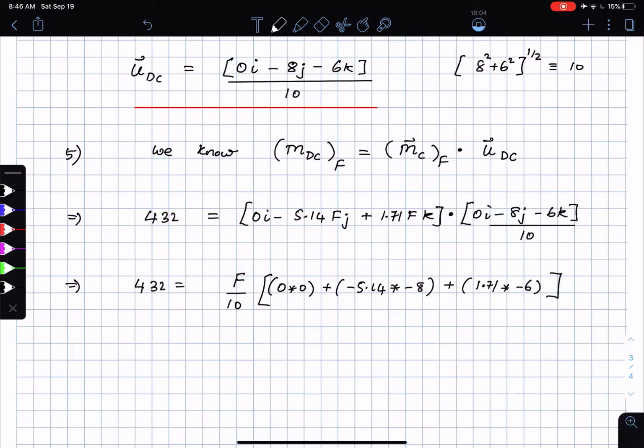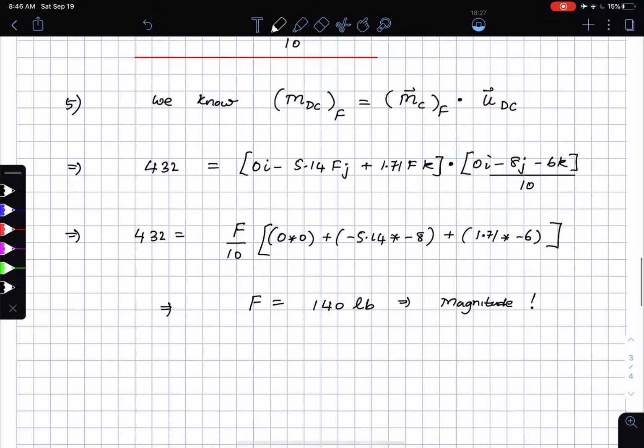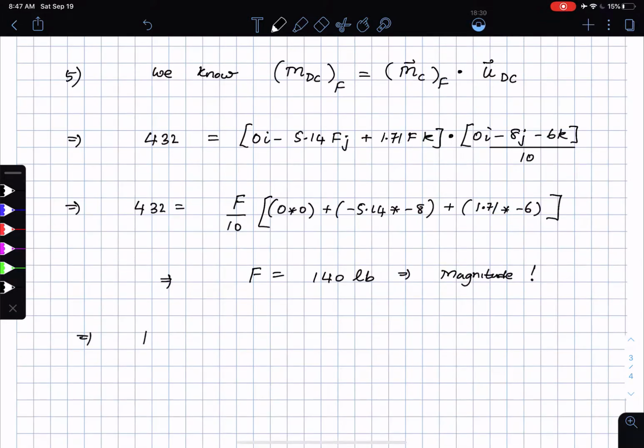Okay, 1.71 times 6. Not that it's going to make a huge difference in reality, but just to be on the safer side. So since I'm doing the dot product, I'm going to get only a magnitude. I have a magnitude on the other side, which means that if I do all the cleanup act and then compute the force F, F is going to be 140 pounds. This is going to be the magnitude.